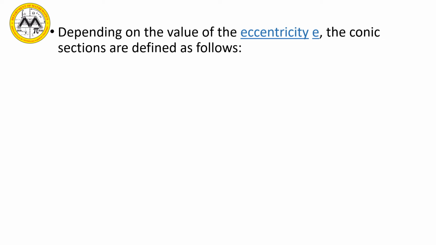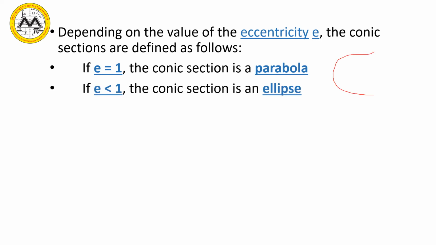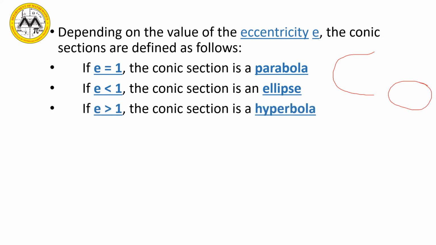Depending on the value of the eccentricity e, the conic sections are defined as follows. If the eccentricity is 1, the conic section is a parabola. If the eccentricity is less than 1, the conic section is an ellipse. If the eccentricity is greater than 1, the conic section is a hyperbola.